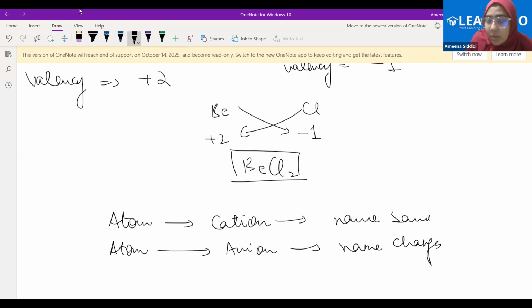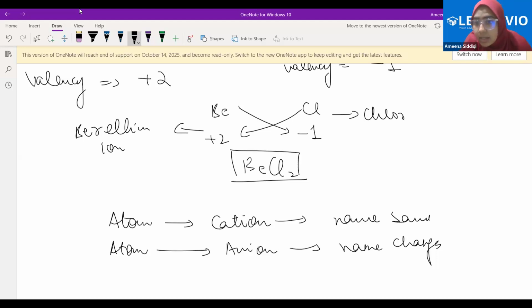Here it is the beryllium ion. We will simply write beryllium ion. It was the beryllium atom. After losing 2 electrons, it becomes the ion, but the name will still be beryllium ion. It was a chlorine atom, but after gaining 1 electron with a valency of -1, it becomes the chloride ion.